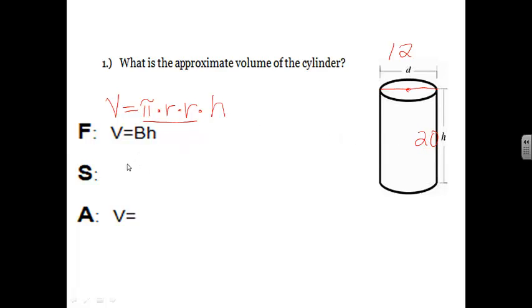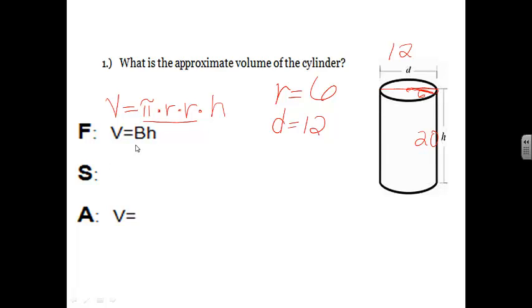So in this case, I'm going to substitute. But before I do anything, I've got to find my radius first. Okay, my diameter is 12. So how am I going to find my radius? Very good. We're going to halve it, because my radius means from the middle to the side. So half of it would be 6. So I know that r represents 6 for this problem.